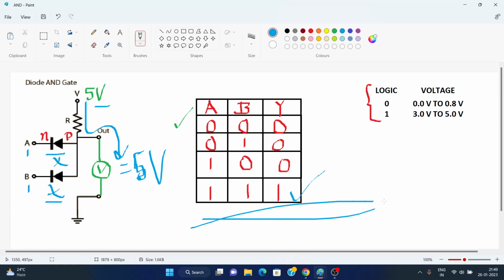So like this, it is explained how the AND gate and OR gate are made and explained using diodes.